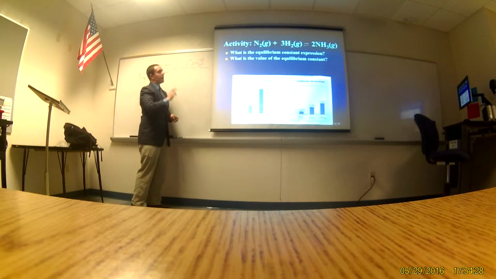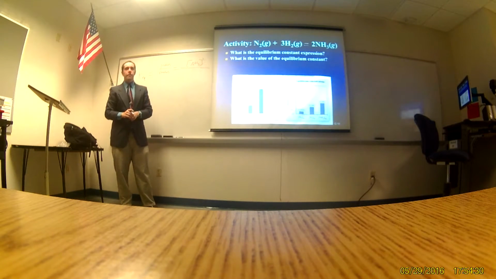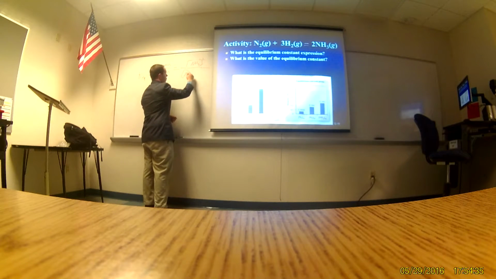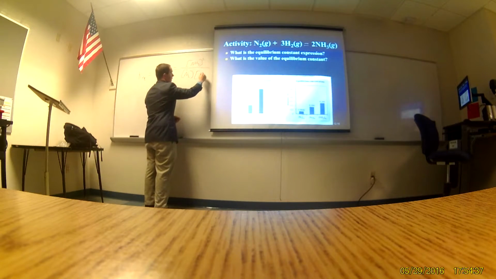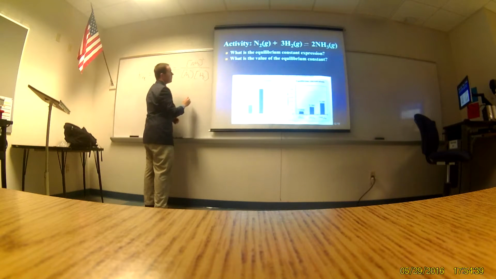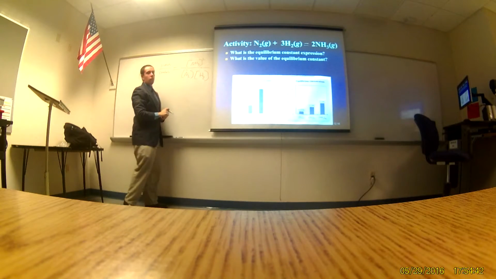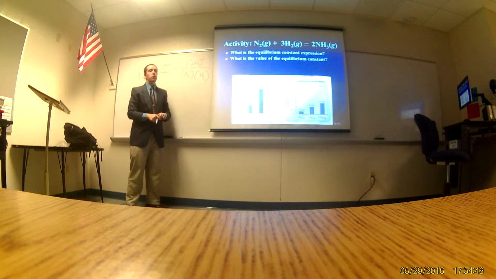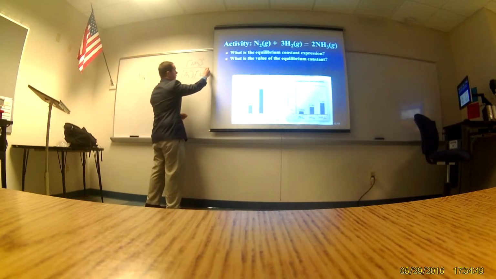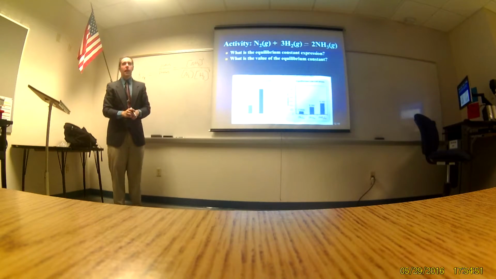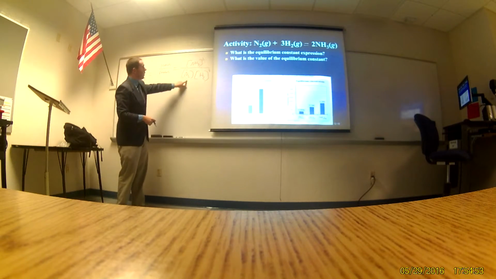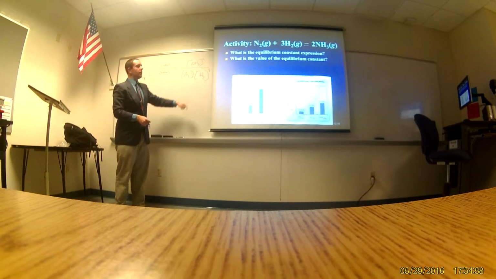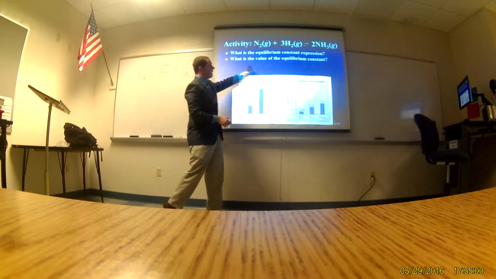What are my reactants? N2 and H2. So I'm going to put N2 in brackets, and I'm going to put H2 in brackets. What's the coefficient on N2? It's 1, so I'm just going to leave that off. What's the coefficient on H2? 3. So I put a 3 there. That's the first part. That is the equilibrium constant expression. We're done with the first part. Second part is, what is the value?